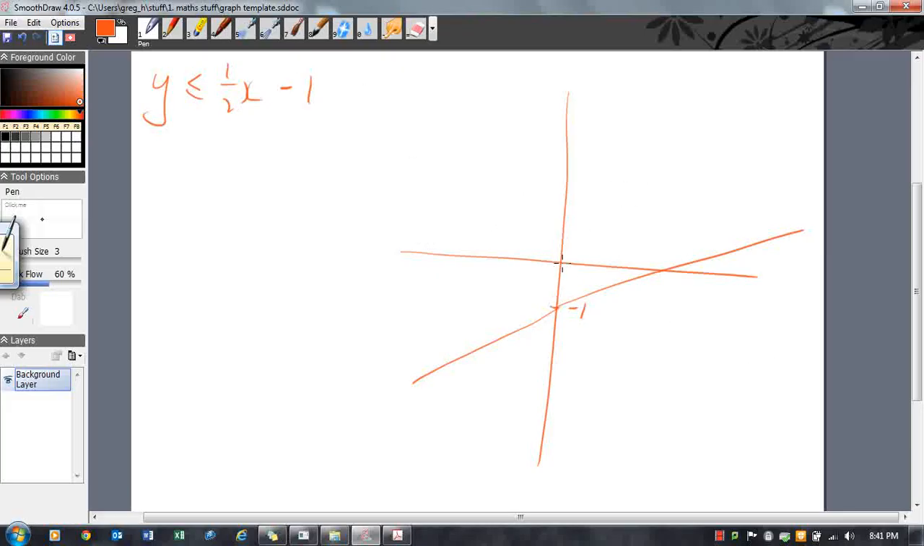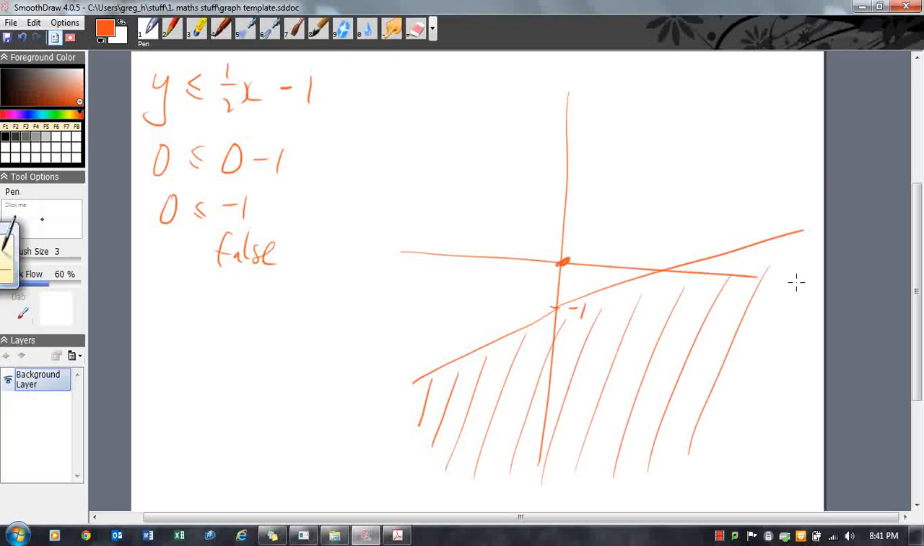Looking like that, you choose your test point there, and you say 0 is less than or equal to 0 minus 1, so 0 is less than negative 1. This is false. Because your test point is false, then you don't shade in the same side as the test point. You shade in the other side from the test point, so you shade in this side down here, and that would be what that inequality looks like.